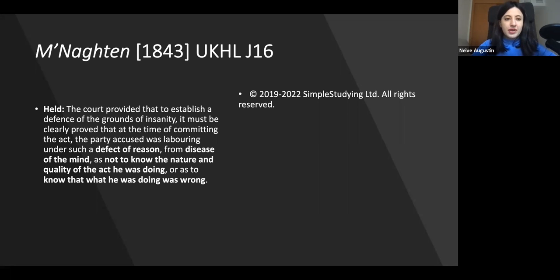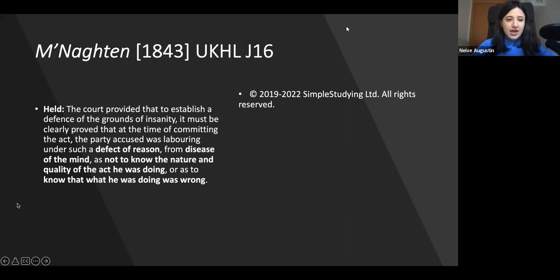This case is the main principle about the insanity defense. Here, the court provided that to establish a defense on the grounds of insanity, it must be clearly proved that at the time of committing the act, the party accused was laboring under such a defect of reason, from the disease of mind, as not to know the nature and quality of the act he was doing, or as to know that what he was doing was wrong.